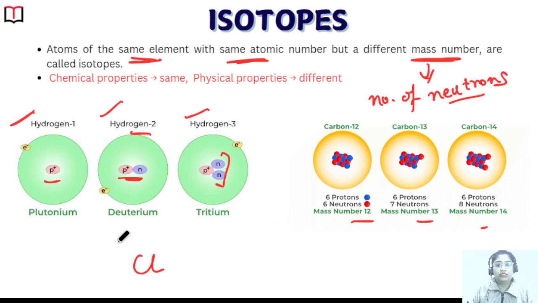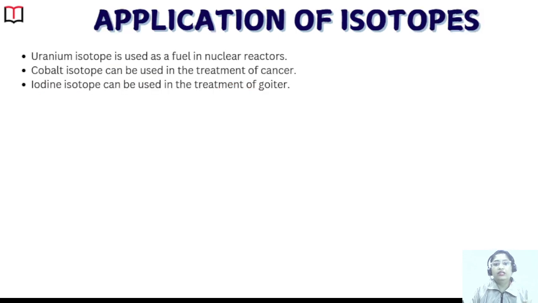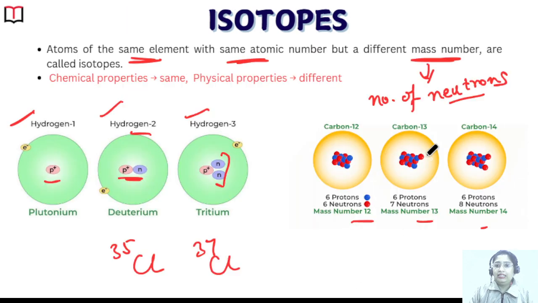Similarly, one more example is chlorine 35 and chlorine 37. These are a few examples of isotopes. There are some applications of isotopes also, like an isotope of uranium is used in nuclear fuels, in nuclear reactors. Cobalt 60, a radioactive isotope, is used for the treatment of cancer. Radioactive iodine isotope is also used for the treatment of goiter. Now you know that these isotopes are present on Earth only.